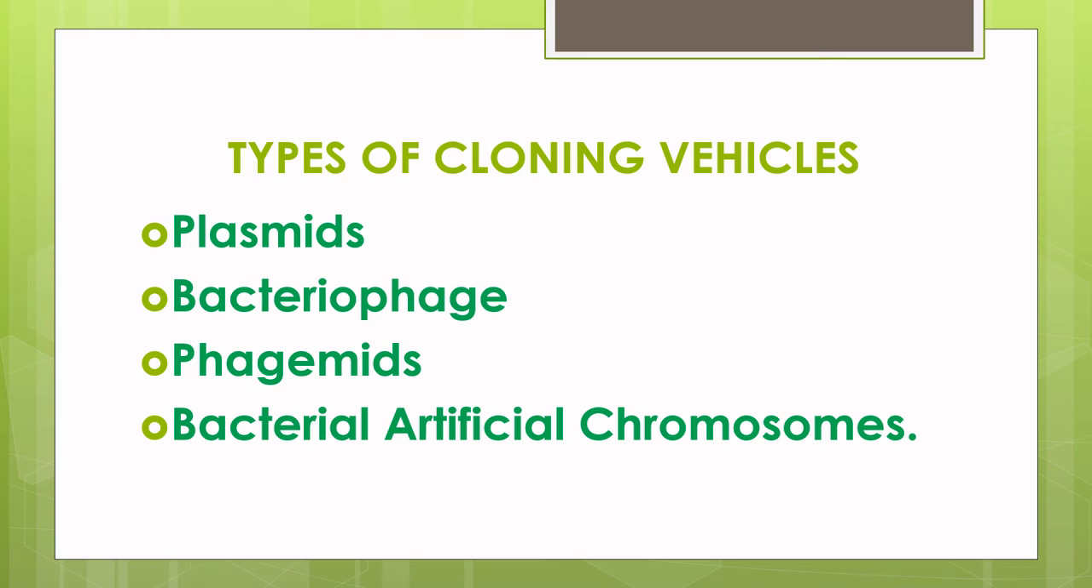Now let us look at the types of cloning vehicles or vectors. First one is the plasmid. These were the first vectors used in gene cloning. Plasmids are found in bacteria, eukaryotes and archaea. They are natural extrachromosomal self-replicating DNA molecules. They have a high copy number and possess antibiotic resistance genes. They encode proteins which are necessary for their own replication. pBR322, pUC18, F plasmid are some of the examples of plasmid vectors.